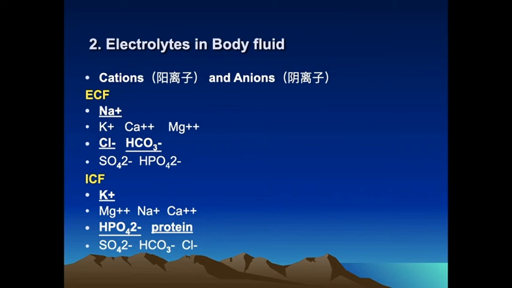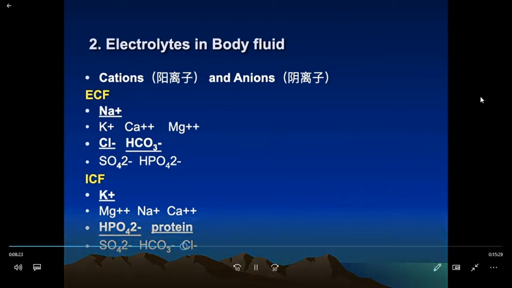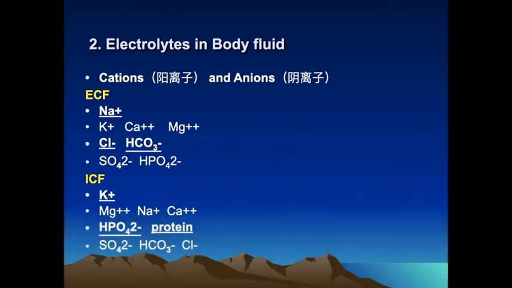So out of our cells, we have sodium, yes, sodium in the body fluid, ECF, and inside, mainly we have potassium. They are the dominant electrolytes in and out of the cell.